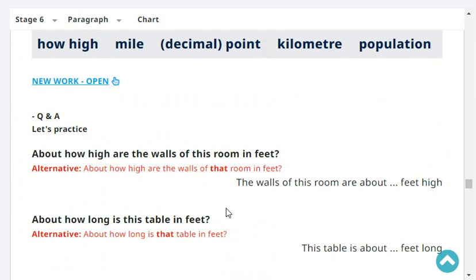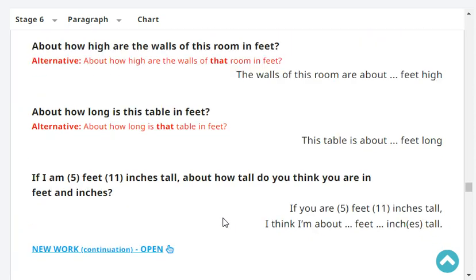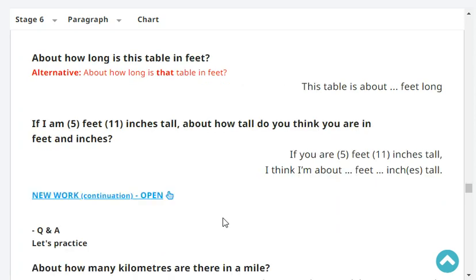Okay. About how high are the walls of your room in feet? The walls of my room are about 10 feet high. About how long is this table in feet? The table is about 4 feet long. If I am 5 feet 5 inches tall, about how tall do you think you are in feet and inches?